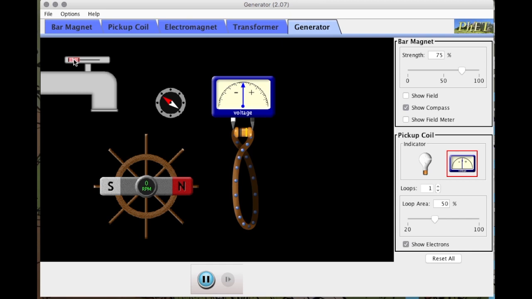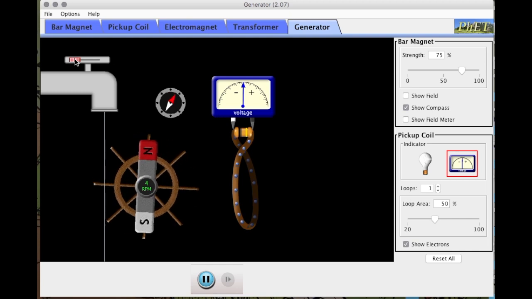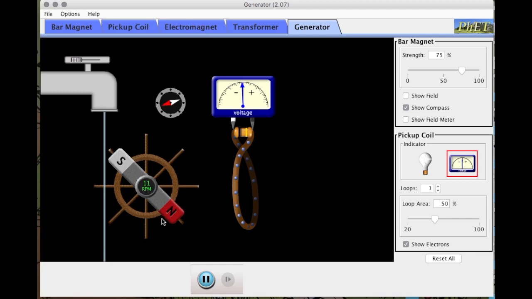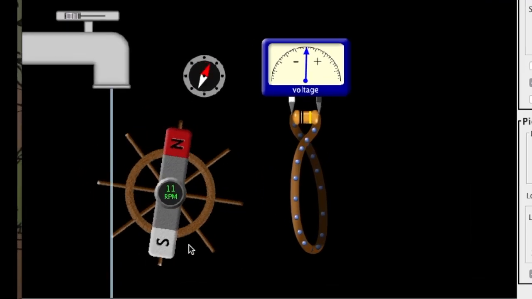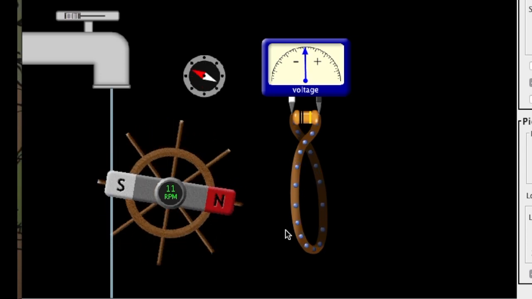If I turn the faucet on, the dripping water spins the wheel. As the south pole of the magnet approaches the coil, it induces a clockwise current. As the north side of the magnet approaches the coil, it induces a counterclockwise current. On the wheel, you can see a readout of how fast the wheel is spinning. It is measured in revolutions per minute.